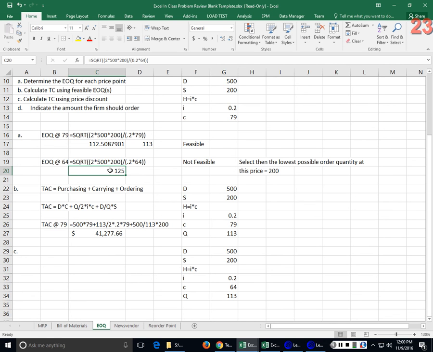And I do that purposefully because there'll be probably 5 or 6 of you that will do that on the exam. Okay? So just know that when you go to the price discount and you're not in a feasible solution, you have to go up to the minimum order quantity. And so the minimum order quantity, what we said is it's 200, right? So then our quantity becomes 200. And now that we've clarified that, it becomes a plug and play back in that total cost equation.